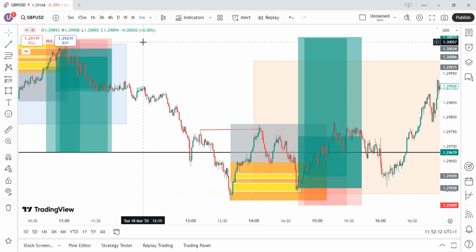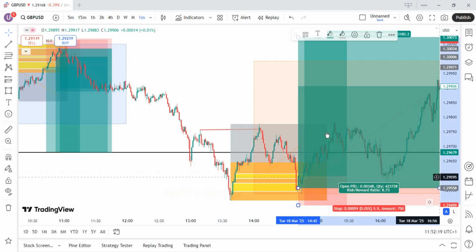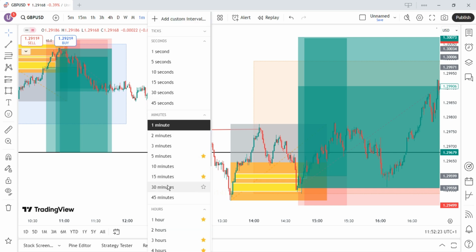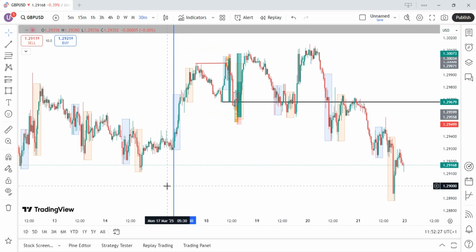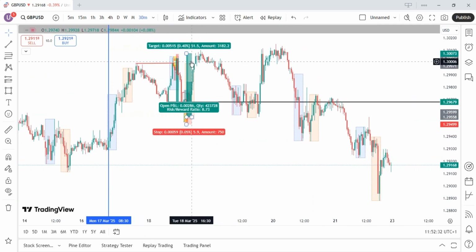So let's go back to the 30 minutes time frame. We are going back to the 30 minutes time frame to see it clearly. So this is the 30 minutes time frame now. Let's look at it. All right. And this is our second entry here. You can see it, you will smash it.